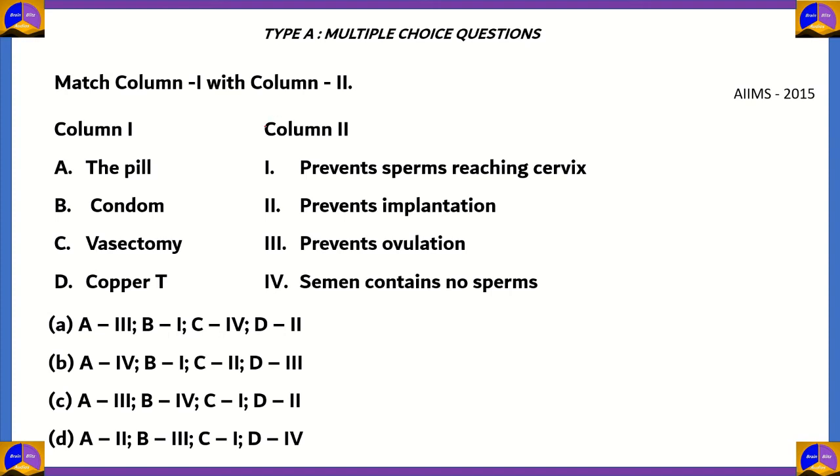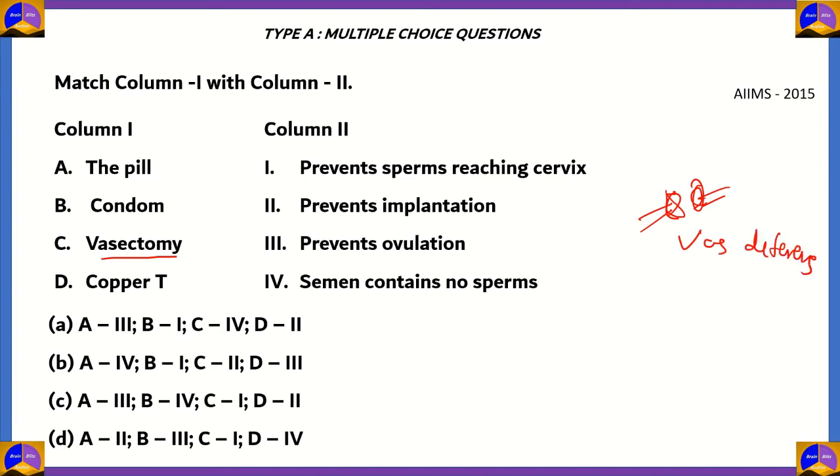So when it comes to matching type questions, sometimes you only need to match one thing here in order to correctly guess your option. And in this question, that is possible. Now, if you look at option C, vasectomy, what is vasectomy? Vasectomy is the cutting and tying of the vas deferens in the male reproductive system.